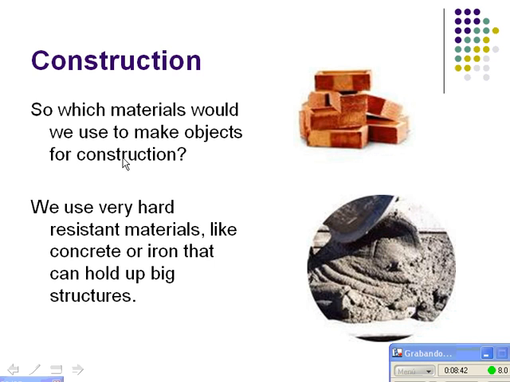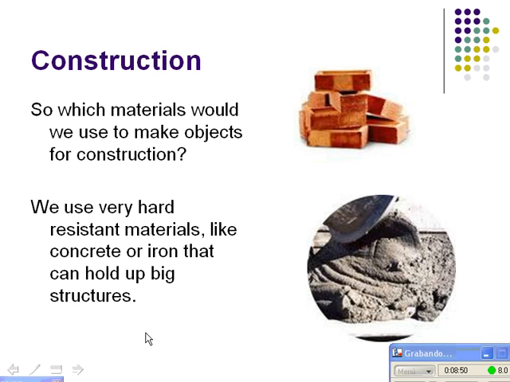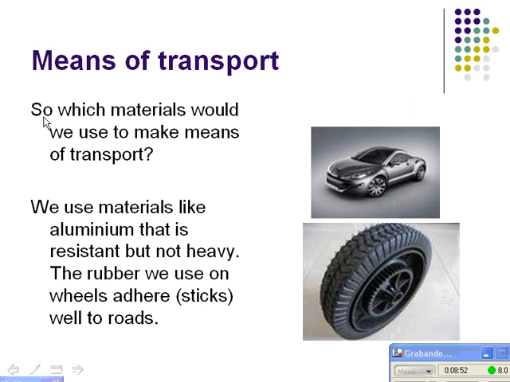Construction. So which materials would we use to make objects for construction? We use very hard resistant materials like concrete or iron that can hold up big structures. Means of transport. So which materials would we use to make means of transport? We use materials like aluminium that is resistant but not heavy. The rubber we use on wheels adheres or sticks well to roads.